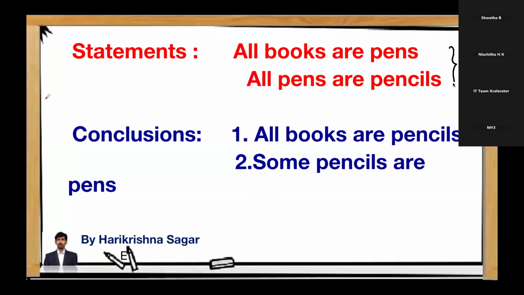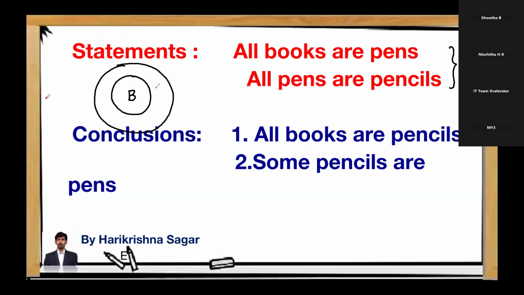First, you have to read the given statements. That's it. You don't need to read the conclusions. Your task is to read the given statements and try to draw the Venn diagram based on them. All books are pens is a statement. How can we take this? Let's take this circle as representing books. He mentioned that all the books are pens, so I'm trying to represent it like this.